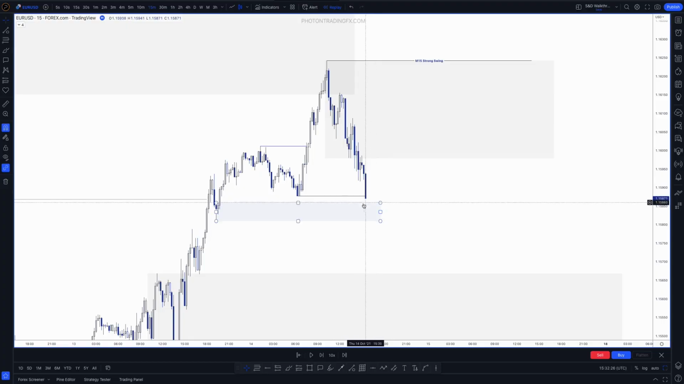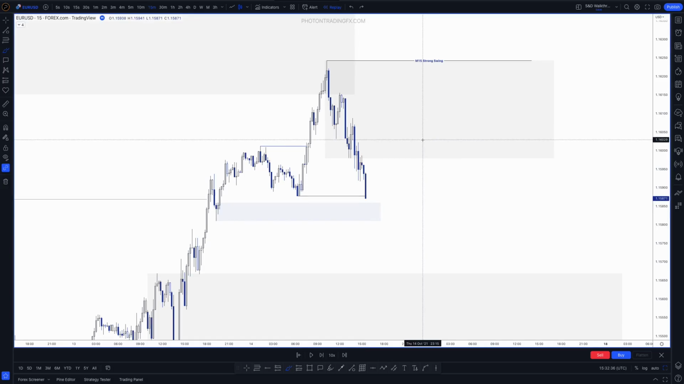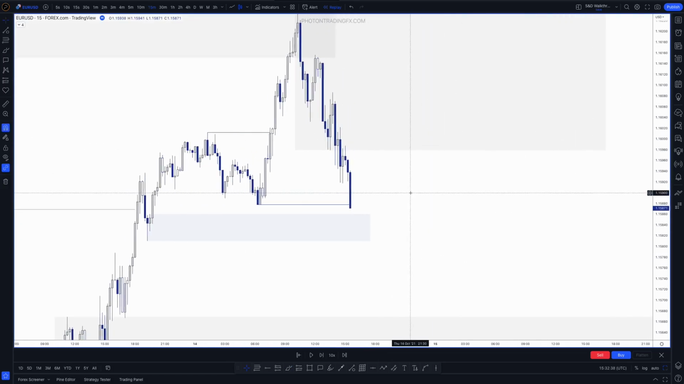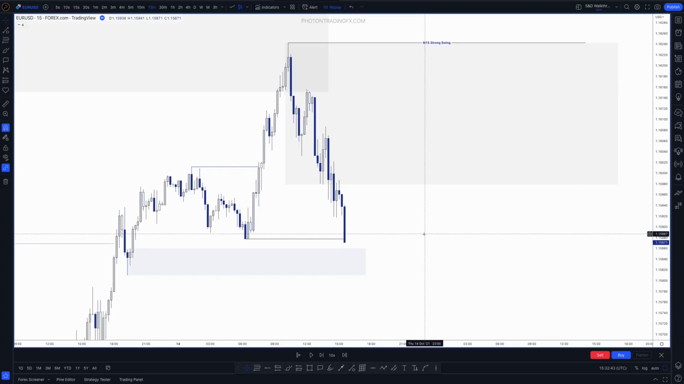So personally, I would want to see if it's going to hold. And what you can look for is, are we going to get a structure shift? And then you could look for, okay, now I actually have a bit more confidence, to then play that pullback. That's the type of thing you can do. You don't have to do that. You can jump in straight away. You can look on the M1.